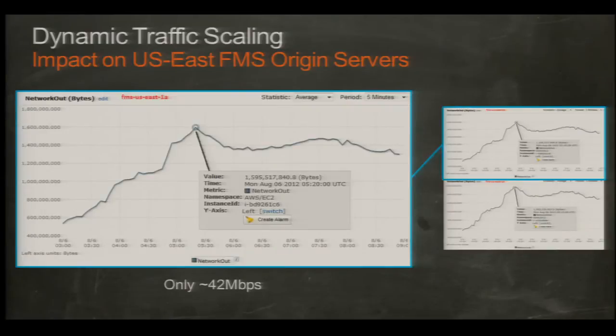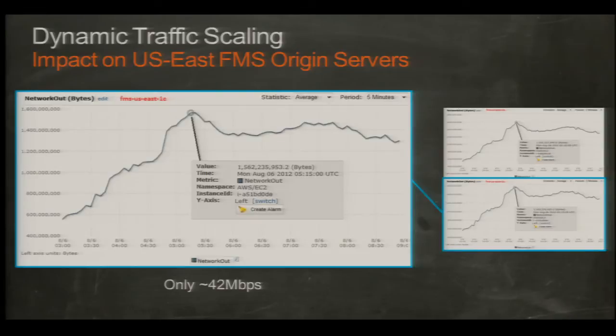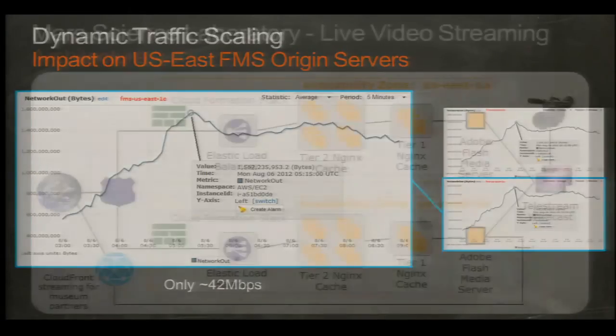And here you can see how the actual FMS, the Flash Media Server origin nodes, were impacted. When we have 40 gigabits per second of traffic hitting the tier 2 cache, it's only about 42 megabits per second on the actual Flash Media Server. So it worked really well in terms of handling that traffic efficiently and not bogging down our servers at each level. And this is one of the other US East Flash Media Server origins.